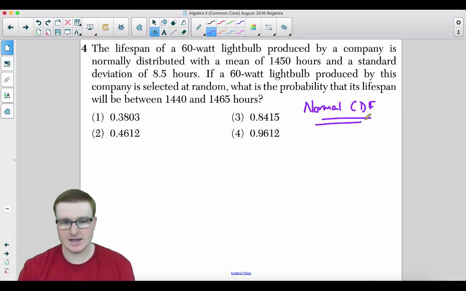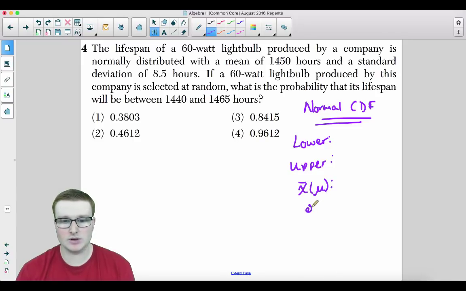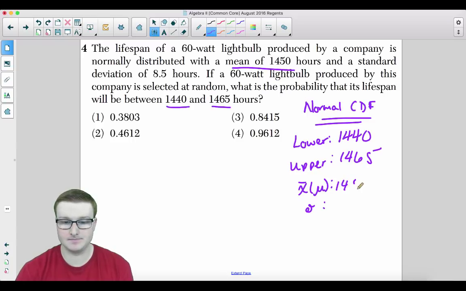So what you're going to do is evaluate the lower bound, evaluate the upper bound. Then we are looking at the mean, which is also denoted by the letter mu, and we're looking for the standard deviation. The lower bound, well, it's asking for between 1440 and 1465, so the lower bound is 1440. The upper bound is 1465. Your mean, they tell you, is 1450. And your standard deviation is 8.5. Take all that information, plug it into your calculator, see what you get.